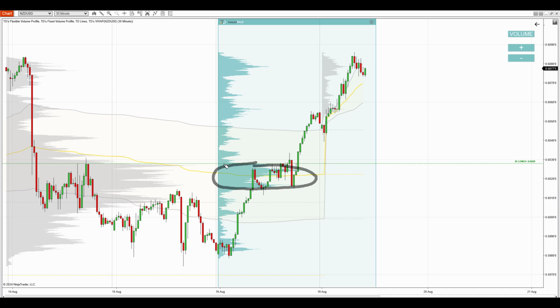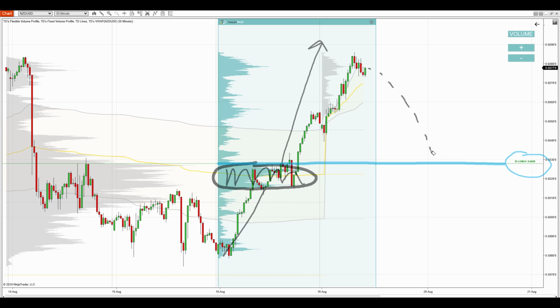Now that heavy volume zone begins in here. That's my level at 0.6028. The logic is the same as on the Australian dollar, US dollar. Buyers who are pushing the price upwards were adding to their long positions in here, and then they continued to push the price even higher.